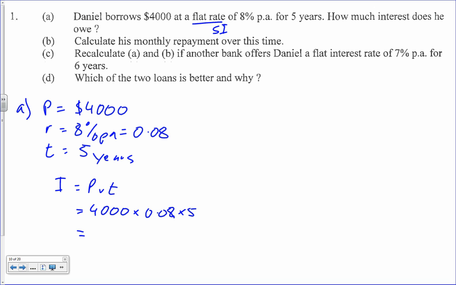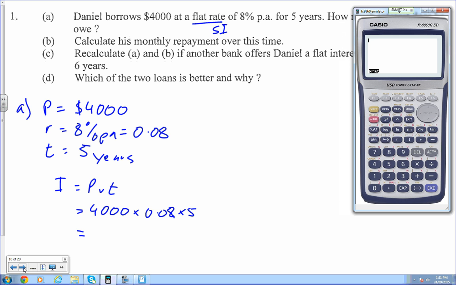So equals, this is where we grab our calculator. And so on our calculator, we're going to write 4,000 times 0.08 times 5. And we get $1,600. Daniel owes $1,600 interest.